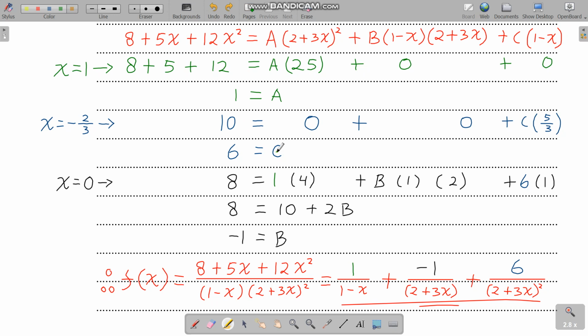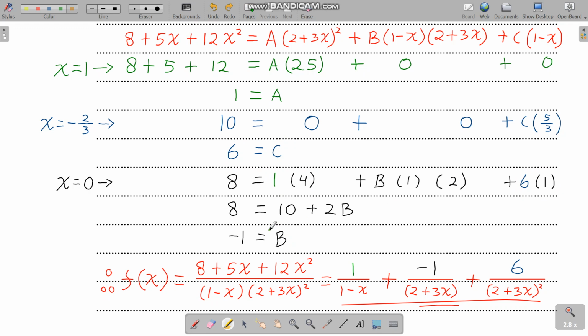Because we have the two coefficients a and c, to find b we can just plug in any random number. Use something simple such as 0. If you plug in 0, this term is just 0, so we have only 8 on the left. On the right, we have 2 squared, which is 4, and we already know a is 1. Then we get 1 times 2, and we already know c is 6, so this is 4 plus 6, which is 10. So minus 2 equals 2b, and we divide both sides by 2, we get b equals minus 1.